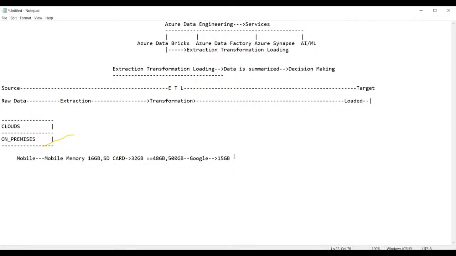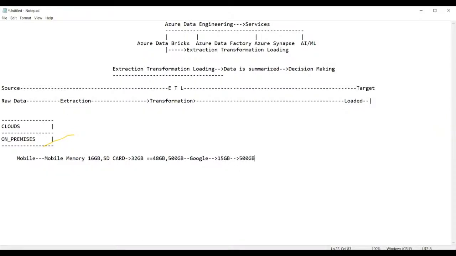External hard disk. External hard disk, that is fine. Okay, but I want the data. Okay, no problem. One more way is that you can ask Google to increase the size. That is very good. That means from 15 GB I want 500 GB.